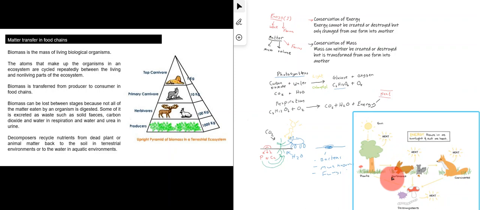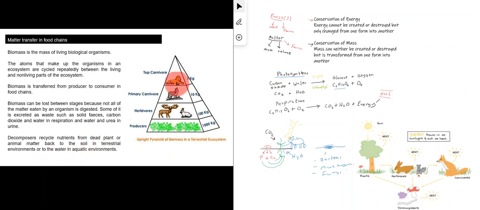Only a fraction of the atoms that make up the grass, for example, are transferred into the rabbit when the rabbit eats the grass. Decomposers recycle nutrients from dead plant or animal matter back to the soil in terrestrial environments, or to the water in aquatic environments as well.